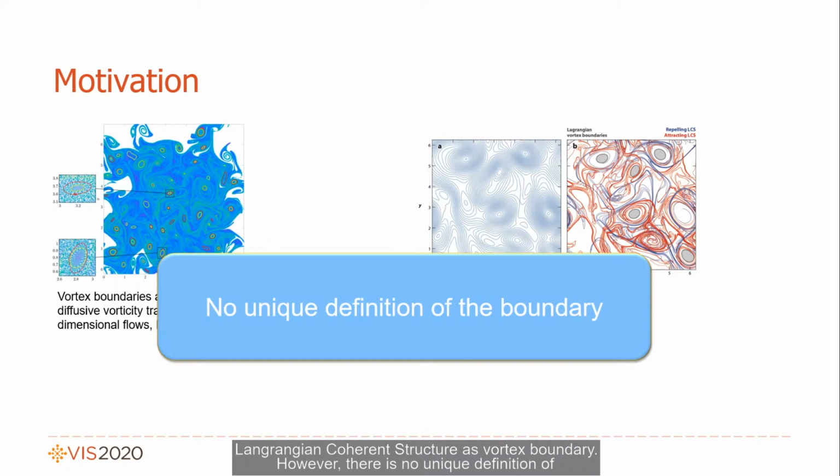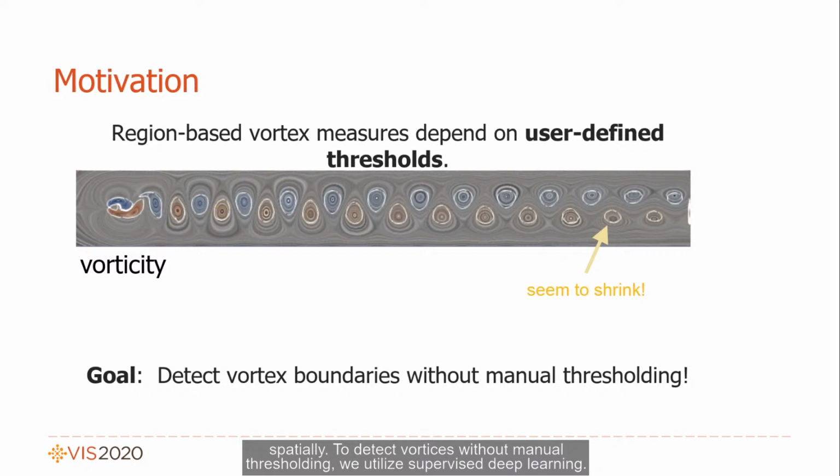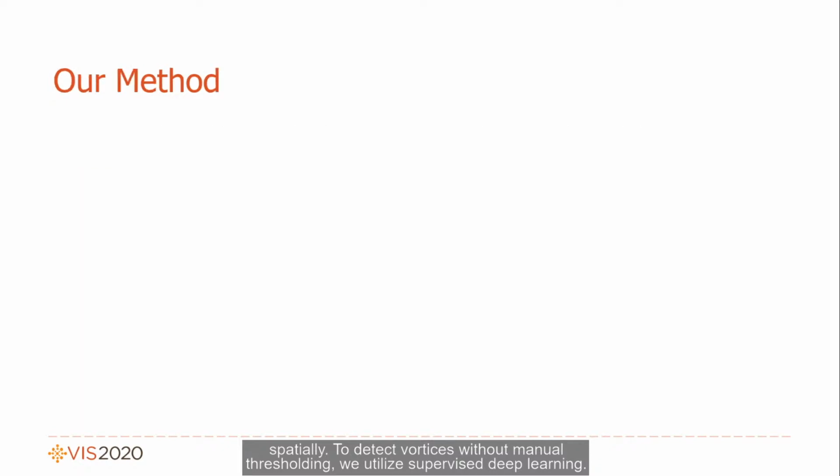However, there is no unique definition of the boundary. Region-based vortex measures are commonly used to extract vortices. The ideal threshold to extract the vortex boundary, however, varies. To detect vortices without manual thresholding, we utilize supervised deep learning.